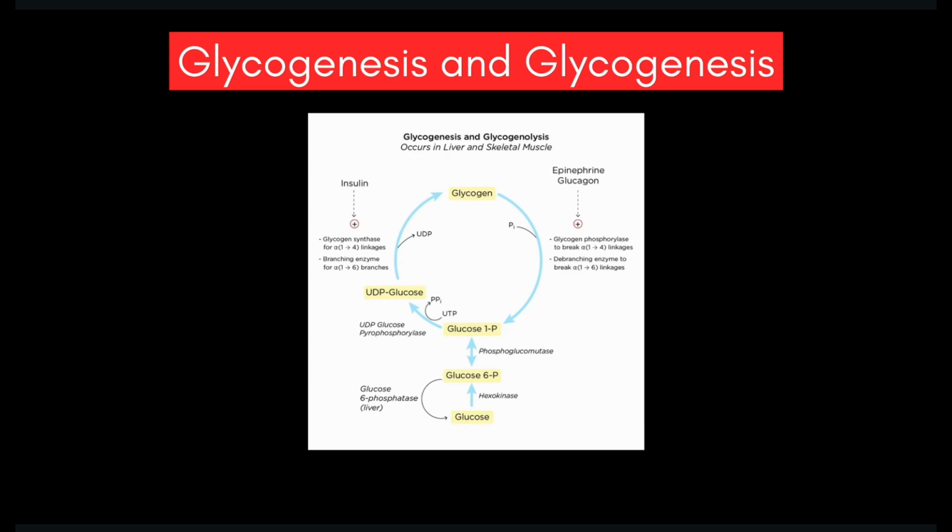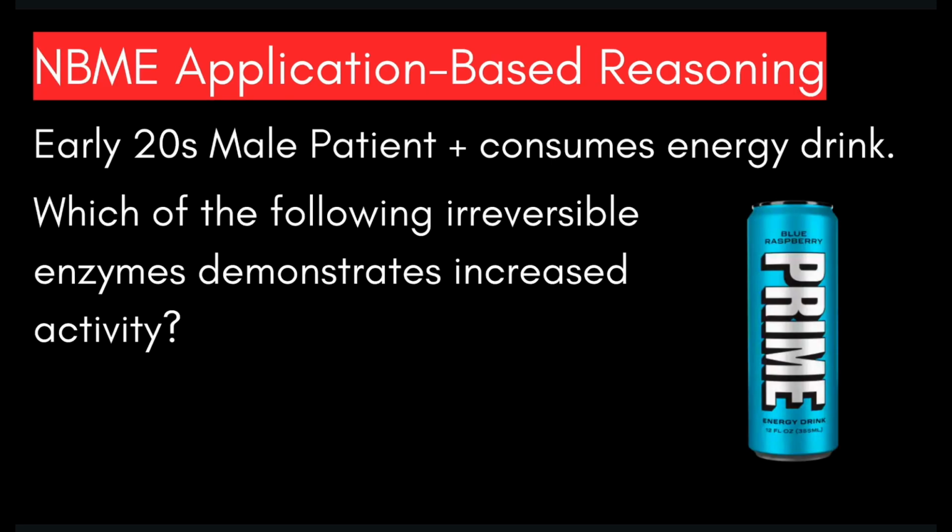Moving on, let's go to everyone's favorite way of learning this, NBME application-based reasoning. So we have an early 20s male patient that consumes an energy drink. Which of the following irreversible enzymes demonstrates increased activity? You guys should know what the irreversible enzymes are from the glycolysis sheet I produced earlier.